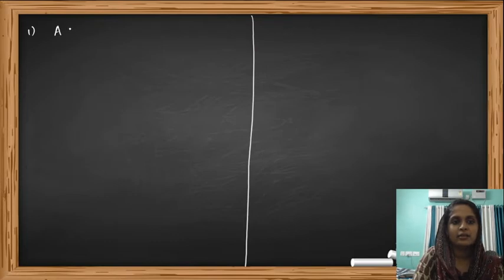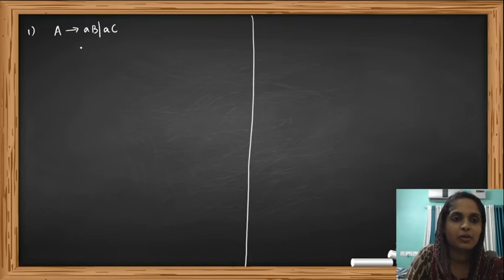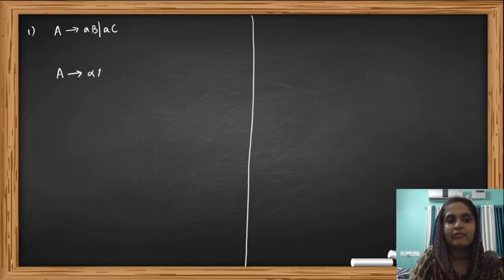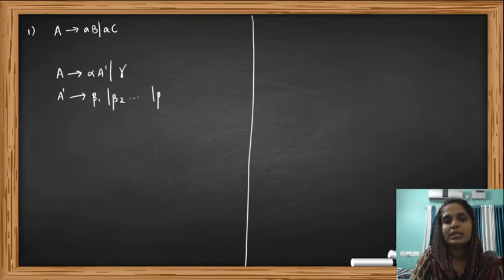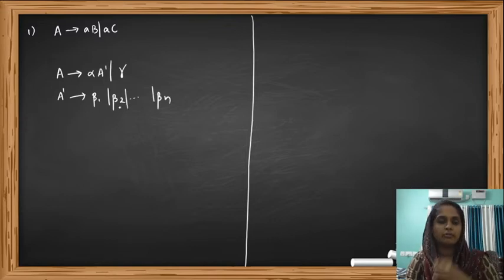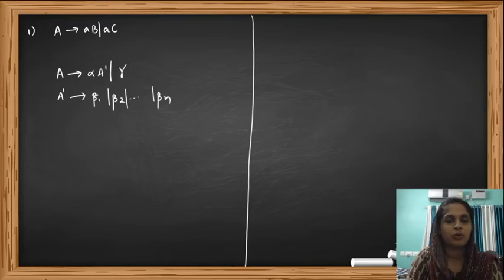Let us consider A produces AB bar AC. Simple example, okay. So here our start symbol is A. So we have to convert it to the form A produces alpha A dash bar gamma, and A dash produces beta 1, beta 2, etc., up to beta n. Okay, so this is our form. We have to convert our production into this form. So we have to find the values of alpha, gamma, beta 1, beta 2, etc., up to beta n. So what are those values?